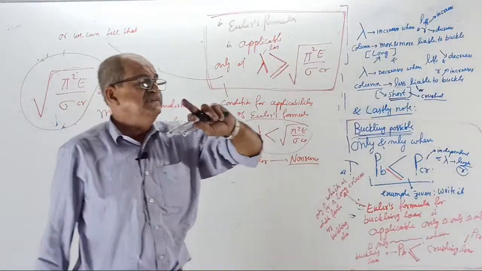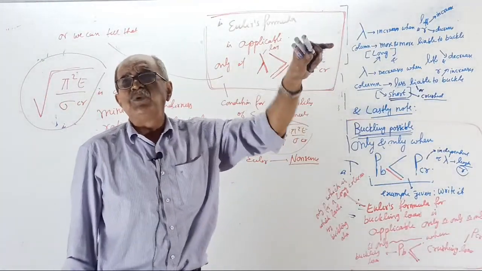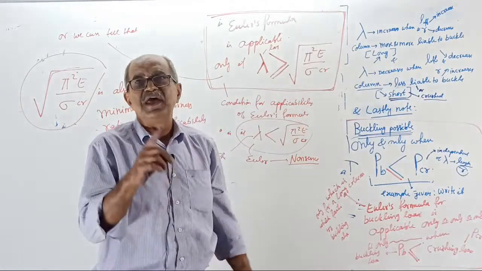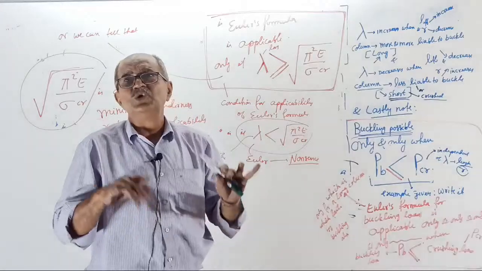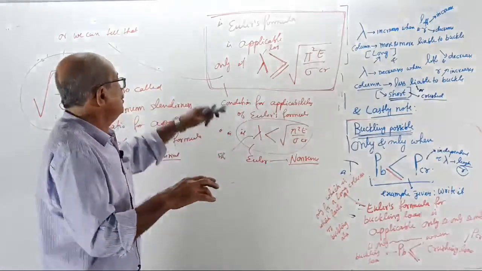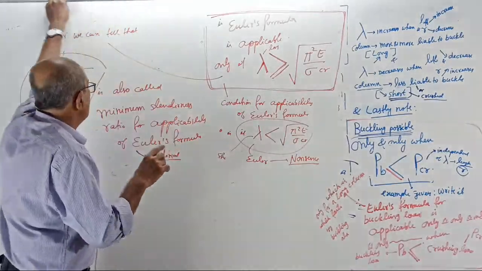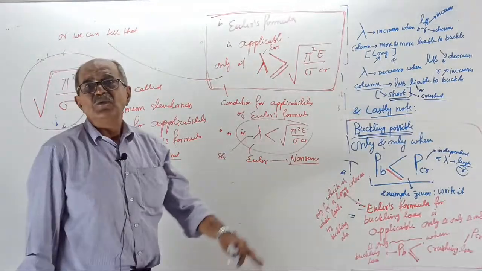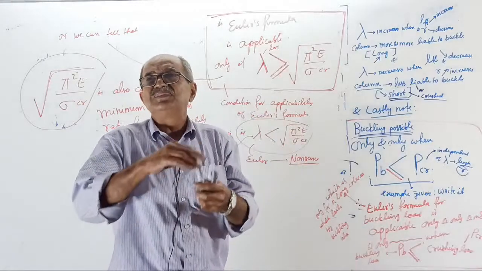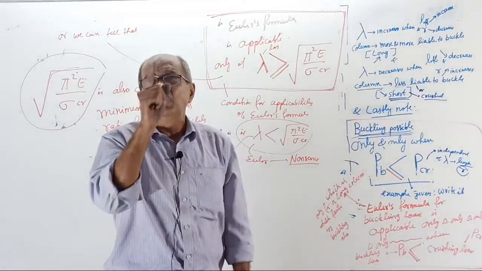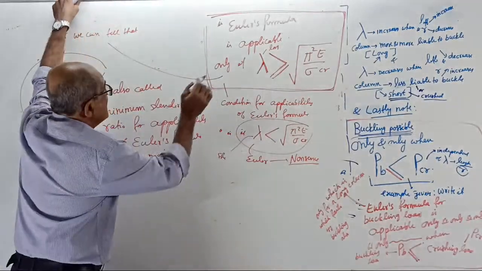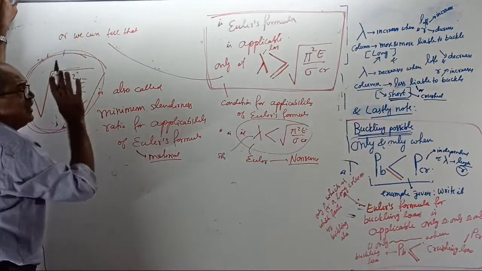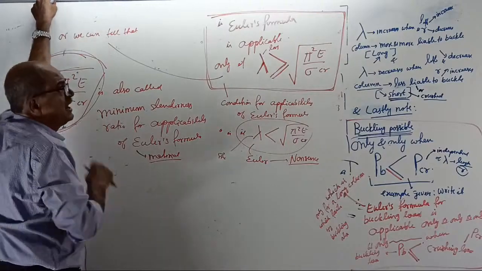You will pass in an exam if you get either 40 or more than 40, meaning you have to get at least 40. You can pass in the exam when your marks are more than or equal to the minimum. So, for a column, you can think of Euler's formula only if the slenderness ratio is either equal to this value or more than this value. So, this is the minimum requirement.